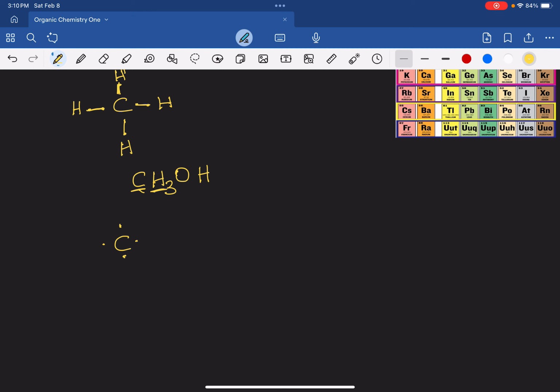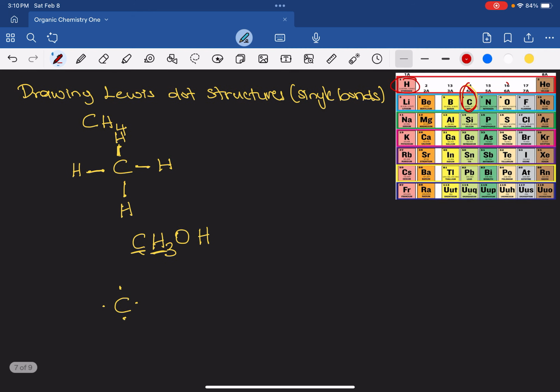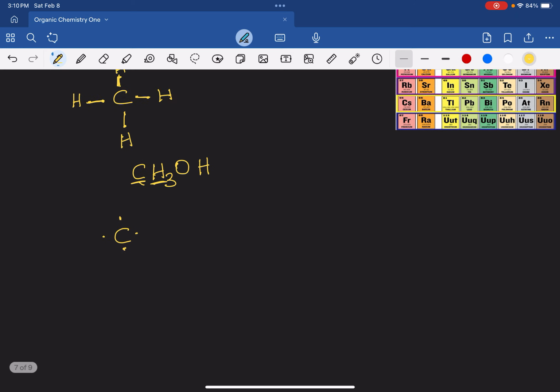You have oxygen. Let's go to the periodic table. Oxygen is over here in group 6, so it means that oxygen has 6 valence electrons. So you write oxygen and you write your 6 valence electrons, right? That's 2, 4, 5, 6. Now, these 3 hydrogens could be nowhere else but on the carbon. So put your 3 hydrogens in with each one of them bringing an electron with it, right?